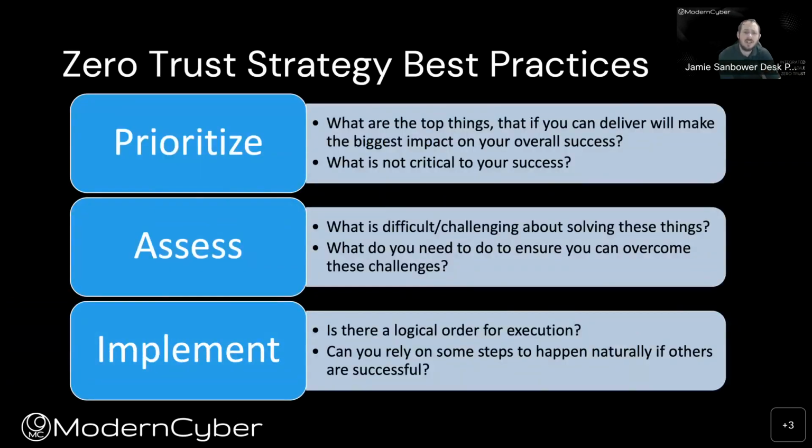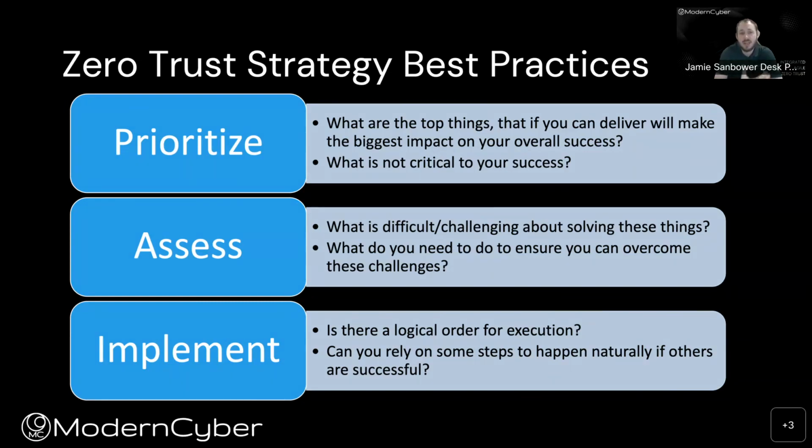And just some additional best practices that we found over the many years of doing this, focus on things like what are those top things that if your organization can deliver will make the biggest impact on the overall success of your Zero Trust strategy. Also think about what's not critical to the success. Are you trying to put protection and apply Zero Trust to a mainframe that's going to be gone in 12 months or 16 months? What other items within the organization maybe fall to the bottom of the list?